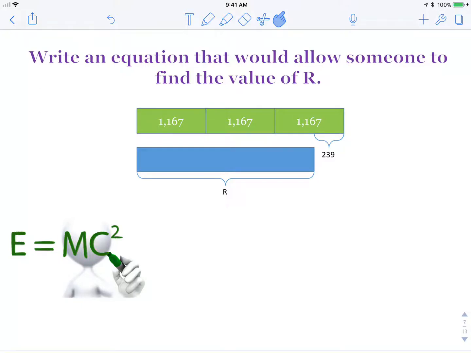Write an equation that would allow someone to find the value of R. So pause it and write an equation. Think about what kind of word problem you could write that would find the value of R? And I don't even think they want you to write a word problem. I think they want you to write an equation. So what could you do?